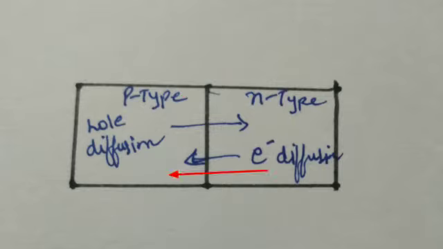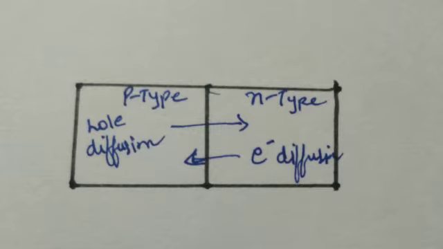Also, when an electron diffuses from the N side to the P side, an ionized donor is left behind on the N side, which is immobile. As the process goes on, a layer of positive charge is developed on the N side of the junction. Similarly, when a hole goes from the P side to the N side, an ionized acceptor is left behind in the P side, resulting in the formation of a layer of negative charges in the P side of the junction.